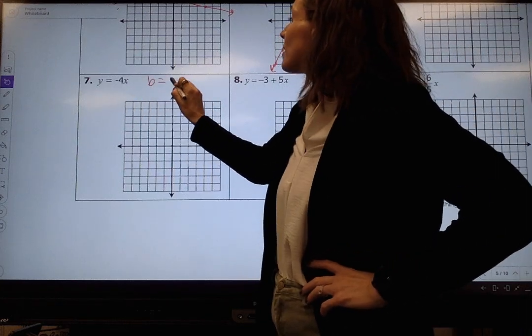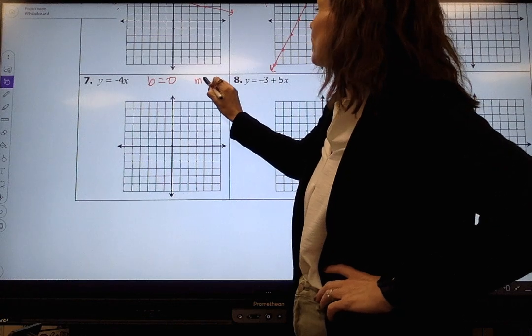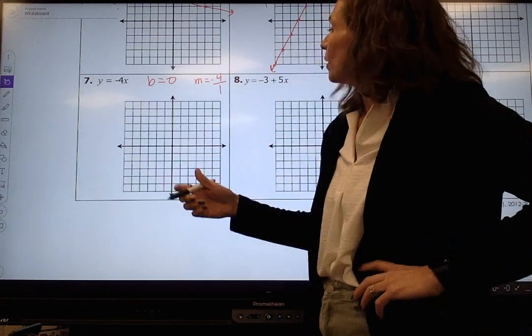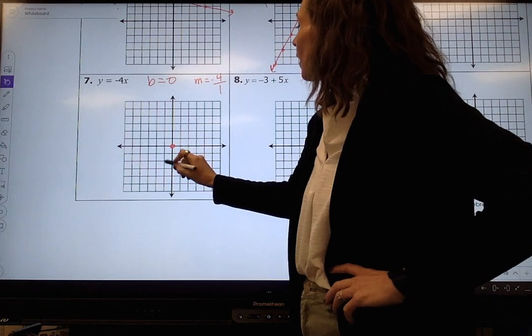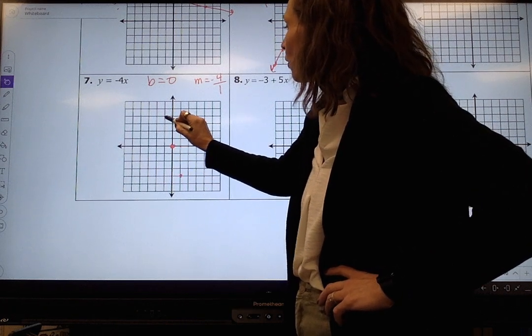My beginning point is 0. There is no constant term, so it's 0. And my slope is -4, and I'm going to put 1 over it, so I know that ratio. My beginning point is 0. I'm going to go down 4 over 1. Then I'm going to reverse it, up 4 over 1.